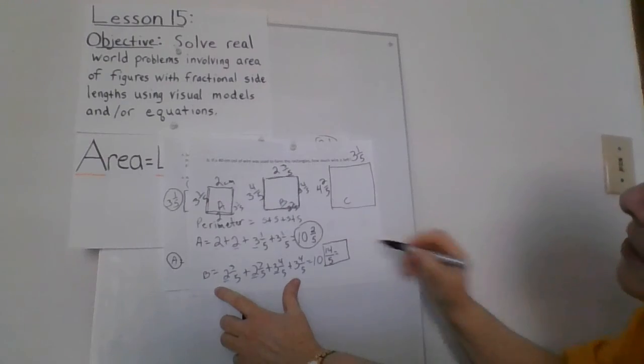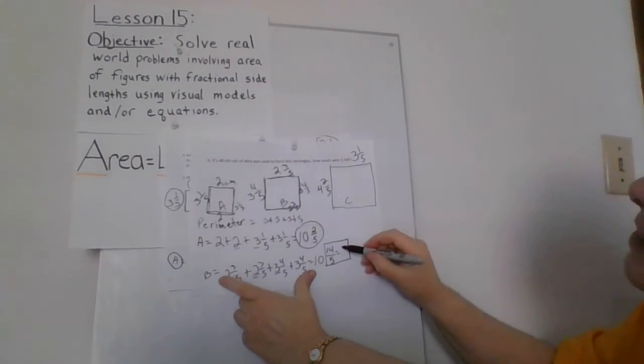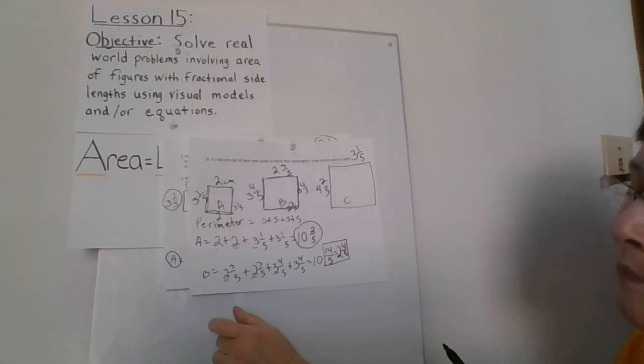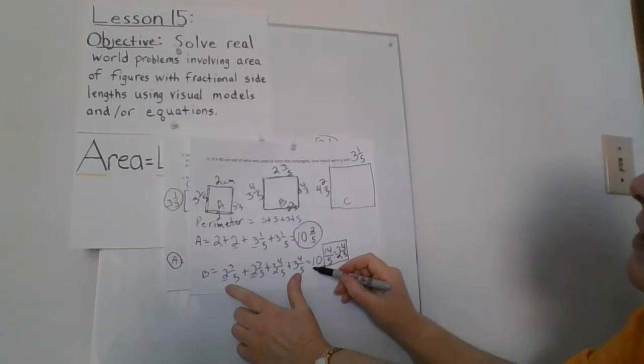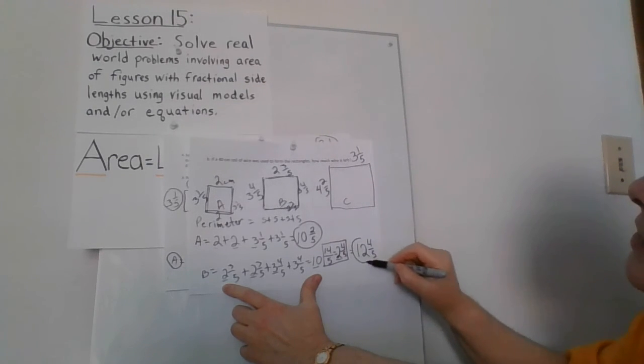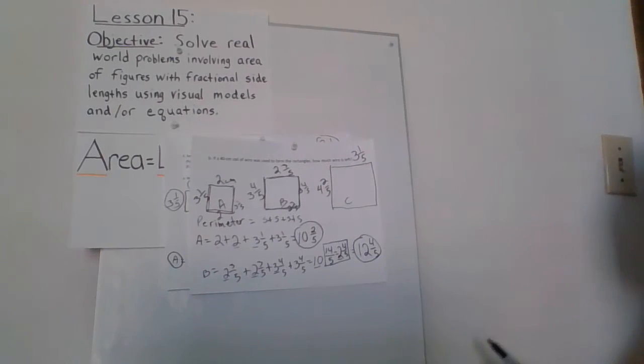5 fits into 14. 5, 10. It fits in there 2 times with 4 left over. So now I have to put back these 2 whole pieces. That gives me 12 4/5. There is my perimeter for letter B.